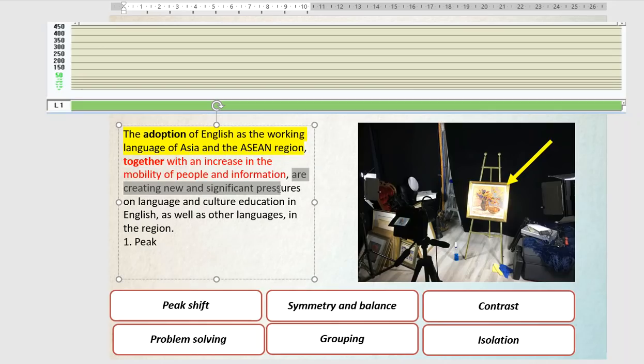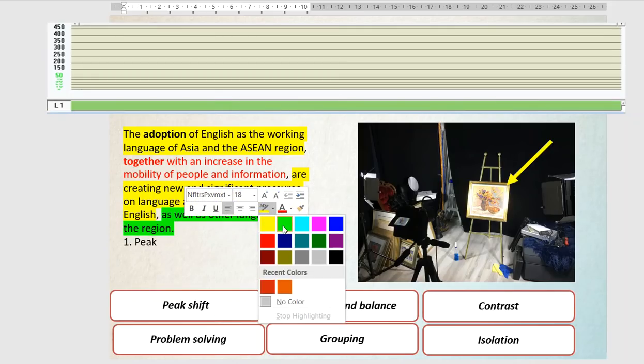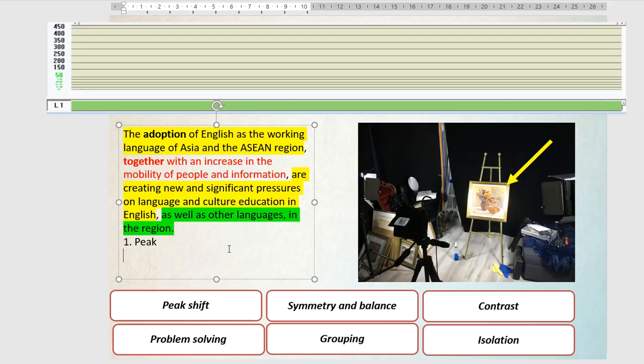Then are creating new and significant pressures on language education in English, and that's another group, as well as other languages in the region. Look at that, we have 4 objects here. Oh my God, that's a lot of objects, hey? A lot of objects. But this one is the most important one.